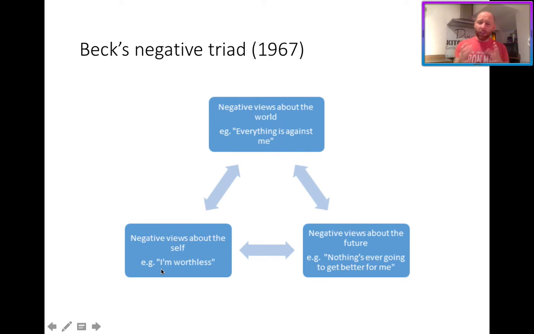Now, if we take all three of these elements together, you can see how they feed each other. So let's say you start off with the view that you're worthless, okay? And you're worthless, and on top of that, everything is against you. So no matter how hard you try, it doesn't matter because the world is rigged. The system's rigged. And what's more is it's always going to be rigged.